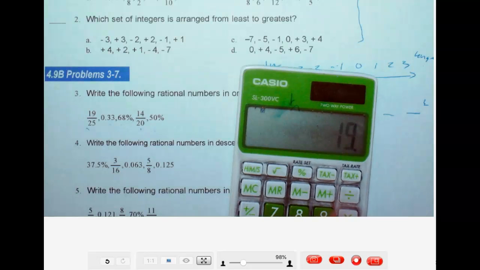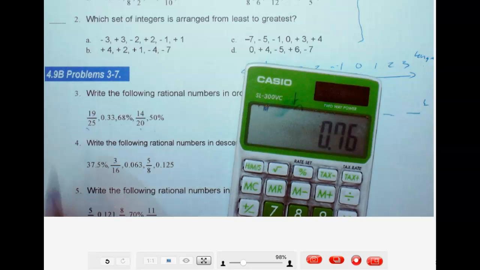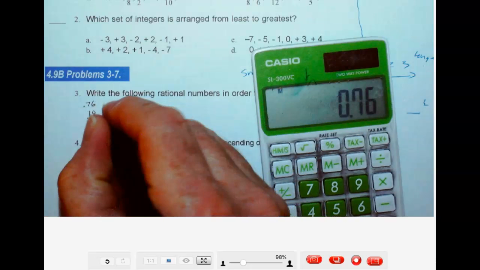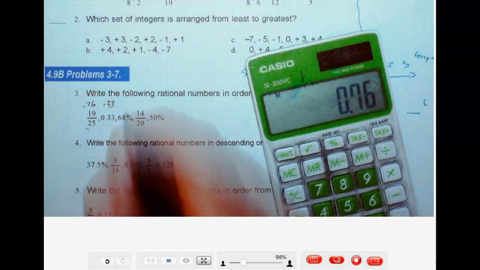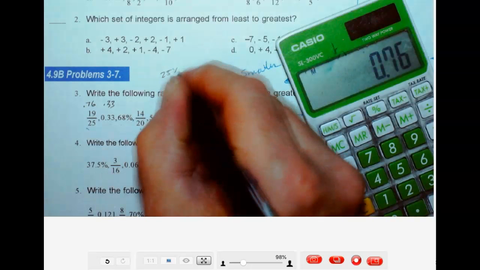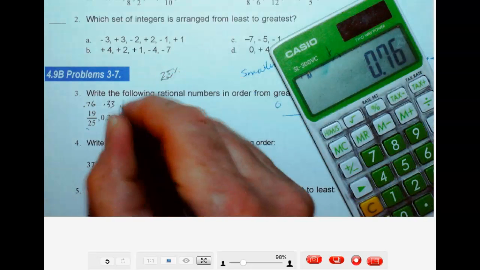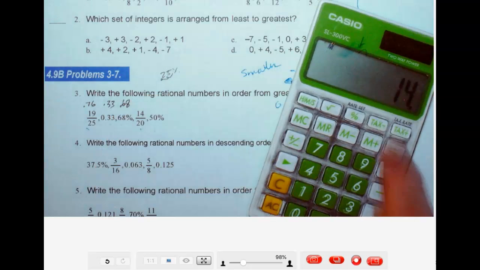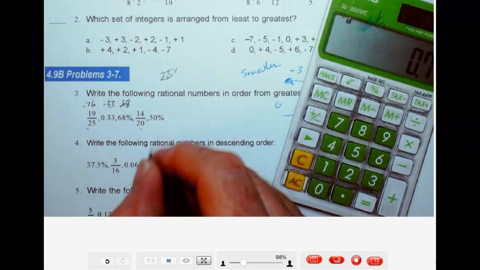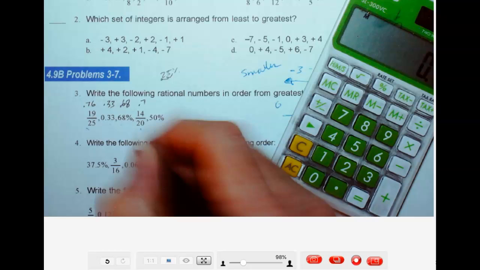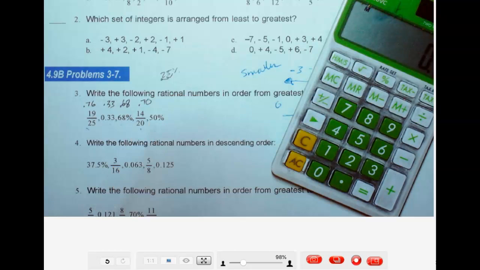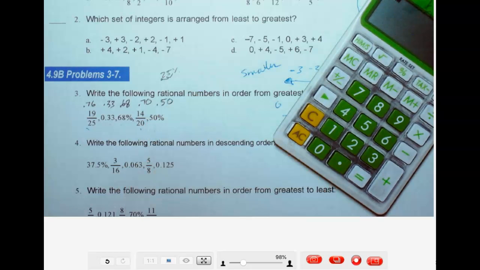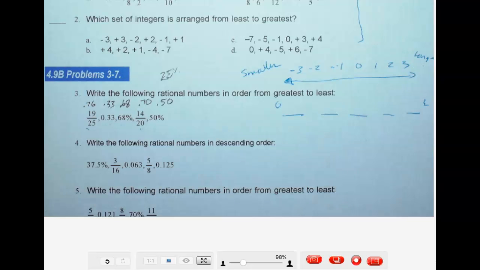So 19 divided by 25 is 0.76. 0.33 is already a decimal. 68%, well, think of 25%. It's 0.25, so this is 0.68. 14/20, 14 divided by 20 is 0.7. Let's throw a 0 on it so that it's easier to compare, thinking about money, 0.70. And 50%, we just did 68, that's 0.50 as well. So now we can just order them.